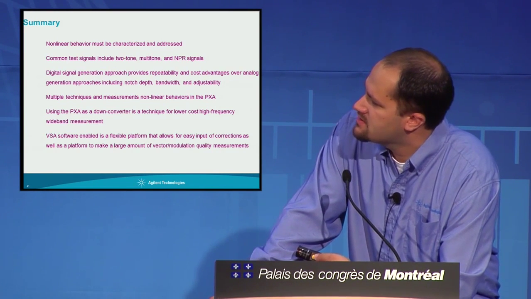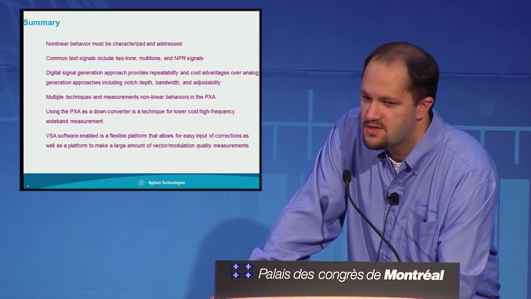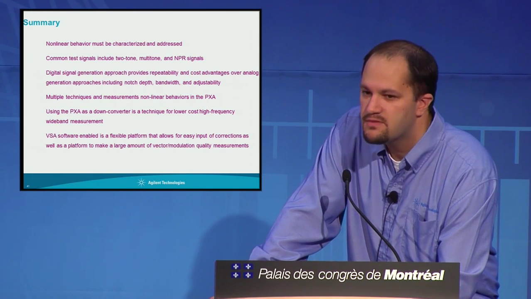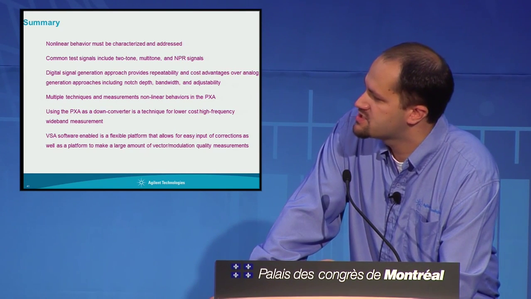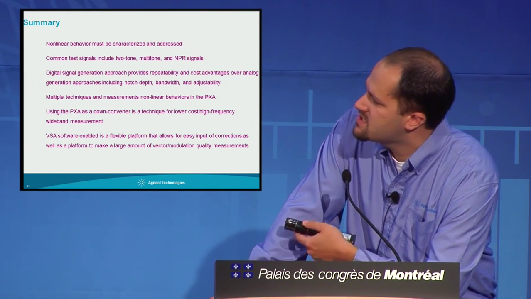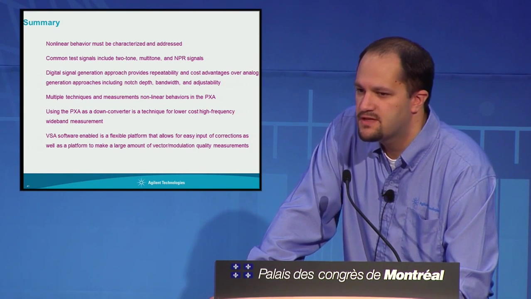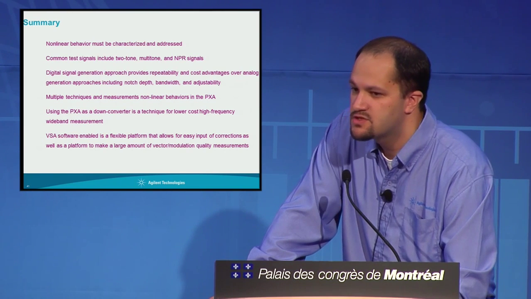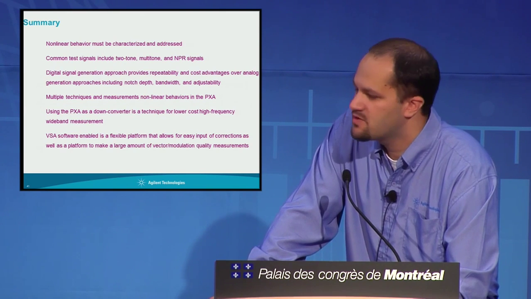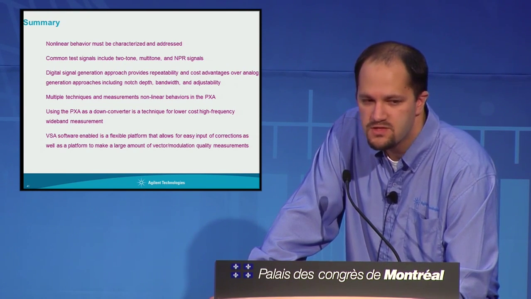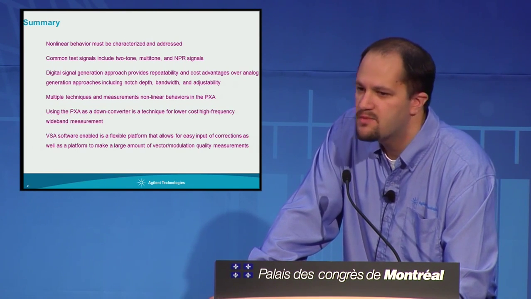I talked a little bit about multitone and NPR signals and how we can create and synthesize them in a much higher fidelity mode with a lot larger notch depth and a lot more repeatability than in traditional approaches. And then some techniques to make measurements with a signal analyzer that are a lot more cost effective than a direct approach, which again is better in fidelity but costs a lot more money. So there's a lot of different methodologies you can use to make these higher frequency wideband type of measurements. In this case, we use the 900 megahertz wideband measurement here.